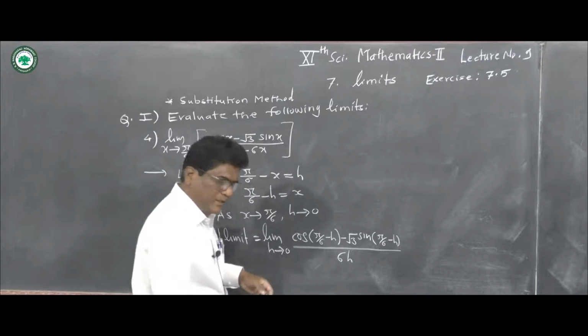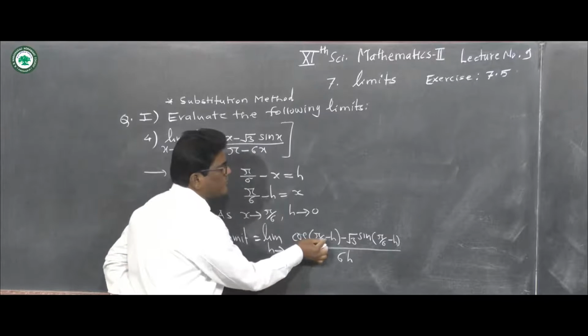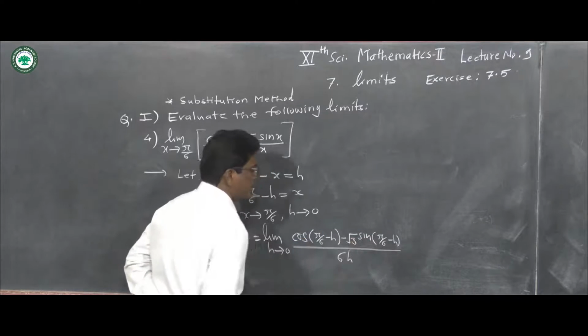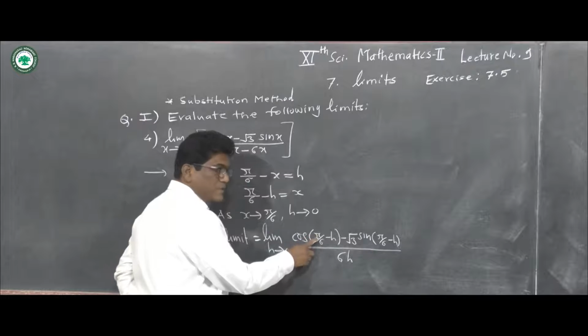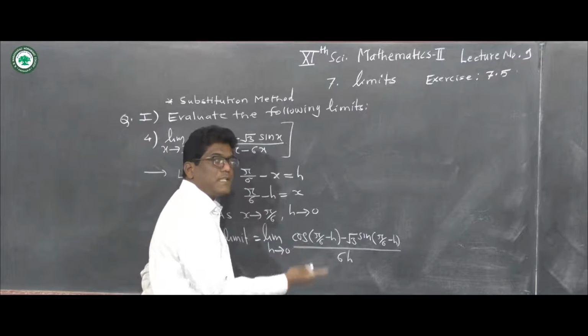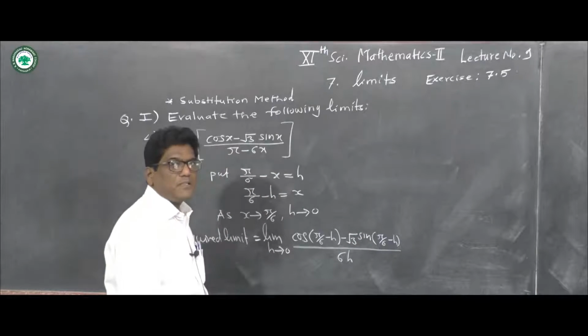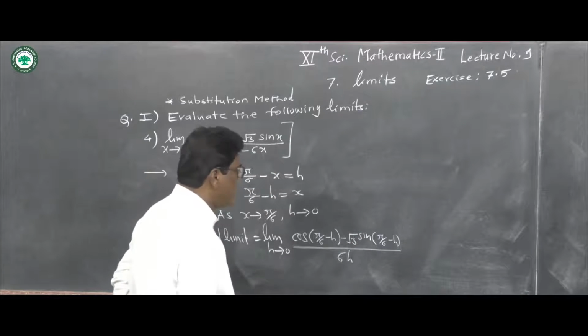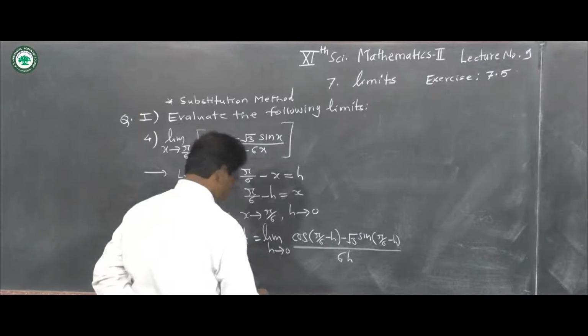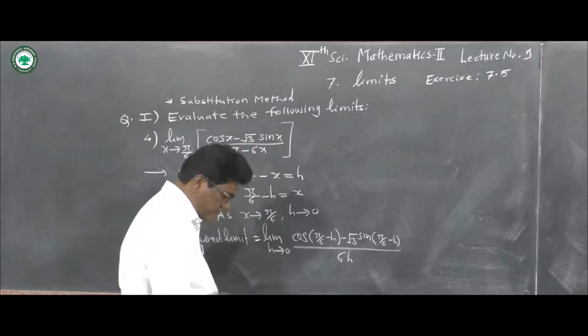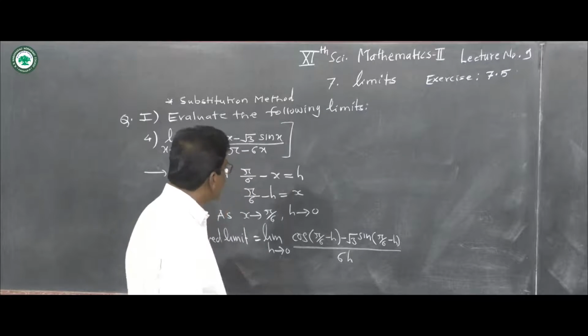Now in the numerator we use the formula cos of a minus b and here sin of a minus b. We know cos of a minus b is cos a cos b plus sin a sin b, and sin of a minus b is equal to sin a cos b minus cos a sin b. Okay.